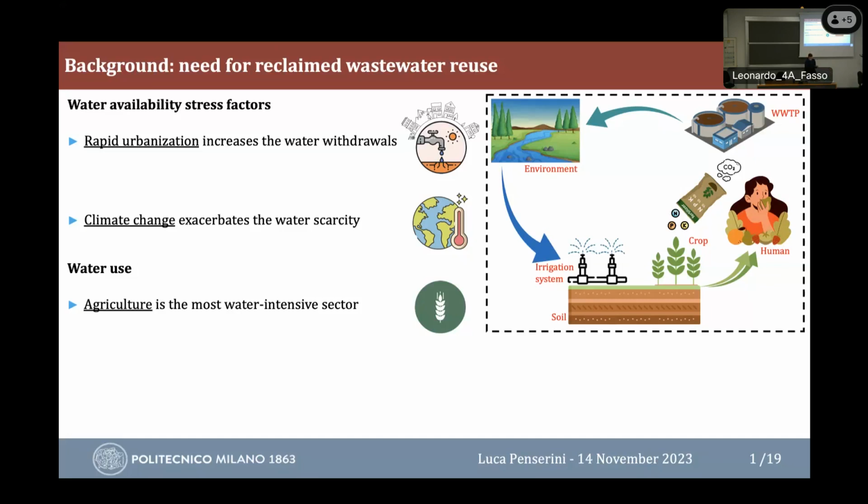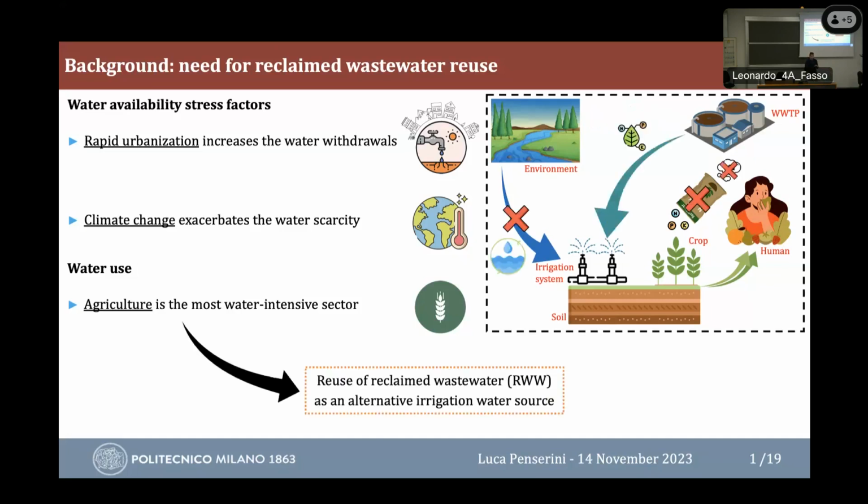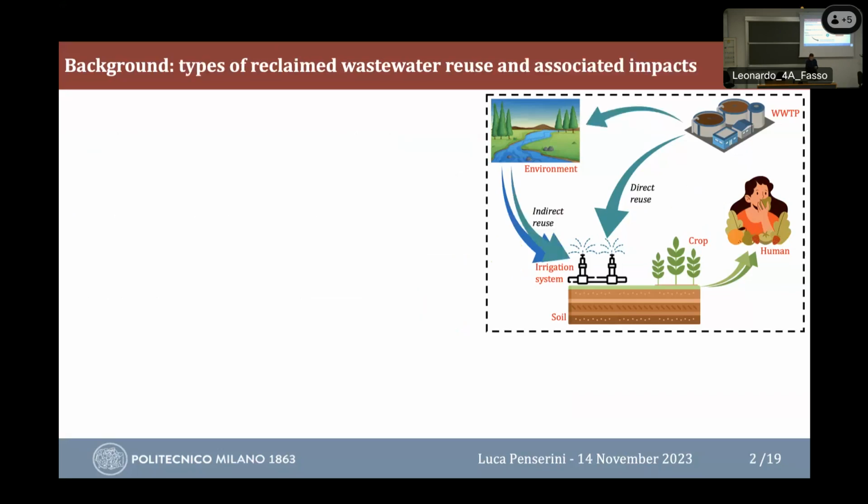So in this perspective, it becomes interesting to see wastewater not as a waste, but as a resource and an alternative source of irrigation water. Why? Because we reduce the use of fresh water, and at the same time the effluent is rich in nutrients, so we can exploit that to replace the mineral fertilizers.